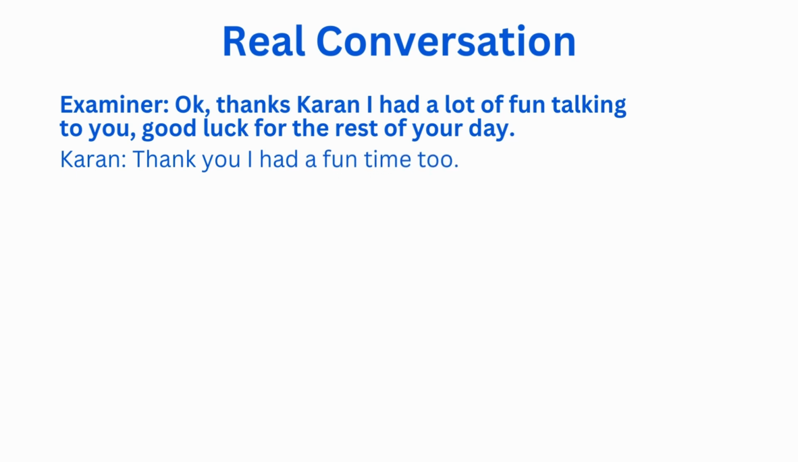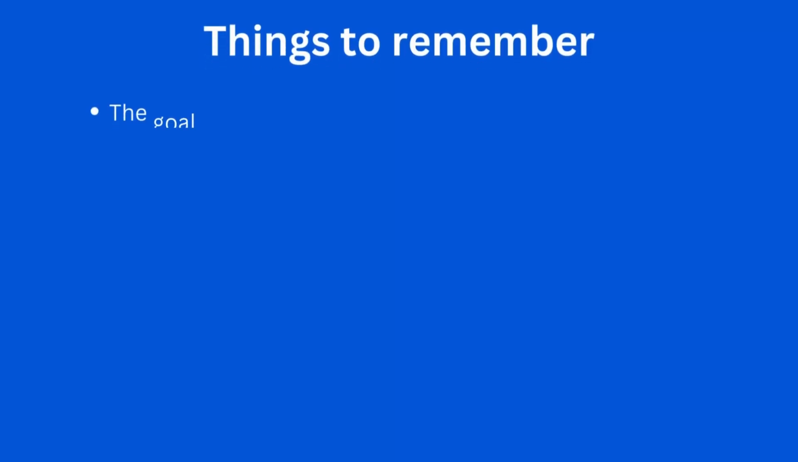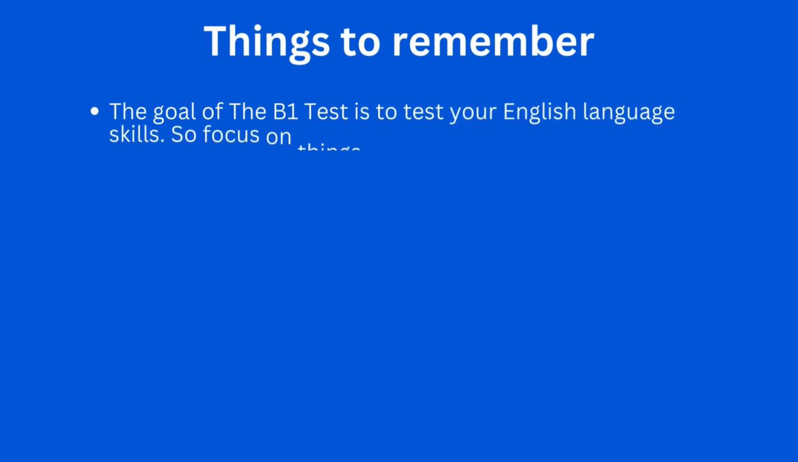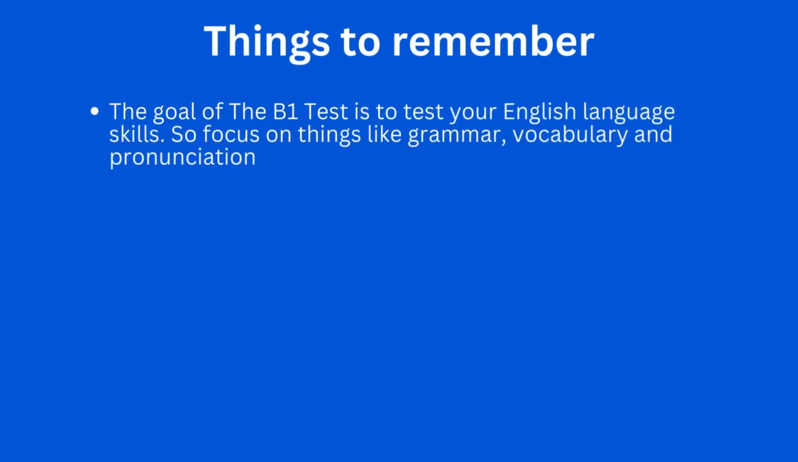Now that we have been through the conversation, there are a few things you need to keep in mind when answering the questions. First of all, you have to remember that the whole point of this conversation is to test your English language skills. So things like your grammar, vocabulary, and pronunciation. So you need to make sure that all of them are on point. The examiner is not really interested in knowing about you. He or she just wants to test whether or not you can speak English fluently in everyday situations.